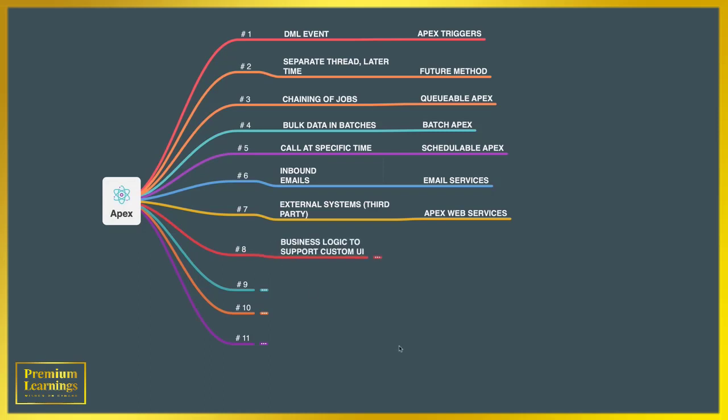Then comes the business logic which is used to support the custom UI, that is Visualforce Pages or Lightning Components or LWC. We use Apex custom controller classes which will help us to execute the business logic whenever you click on a button or you click on a link or you want to render something on the page. Then definitely the unit testing classes which we call as test coverage classes in Salesforce.